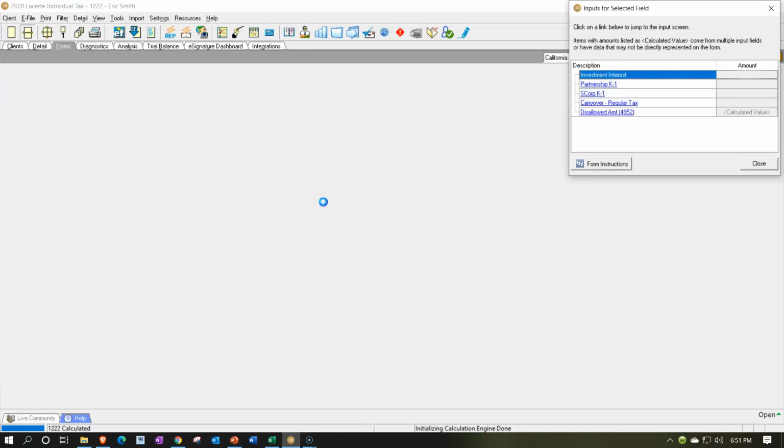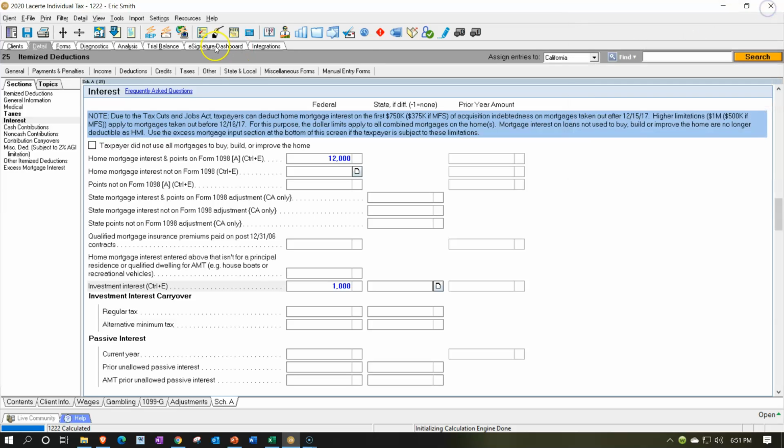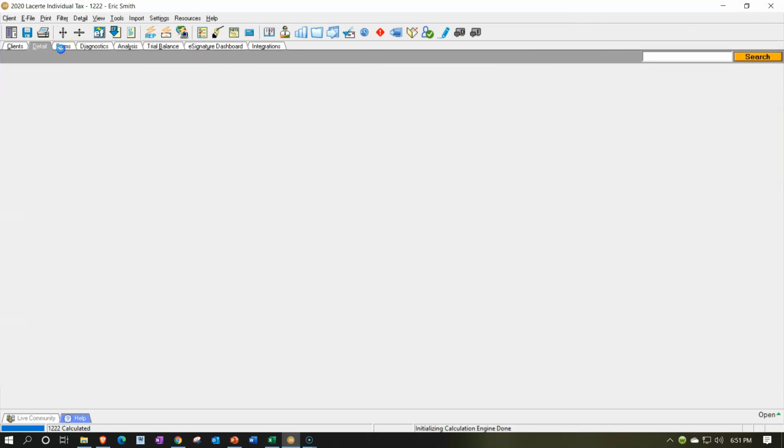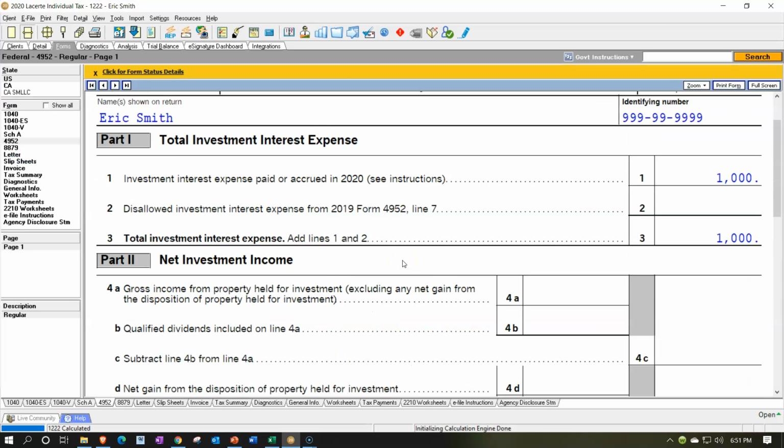I'm going to go into the investment interest, and I'm just going to populate it and say we had investment interest of 1,000. And then let's take a look at the form. If I go back to the forms, it should be populated now. So I'm looking at Form 4952.